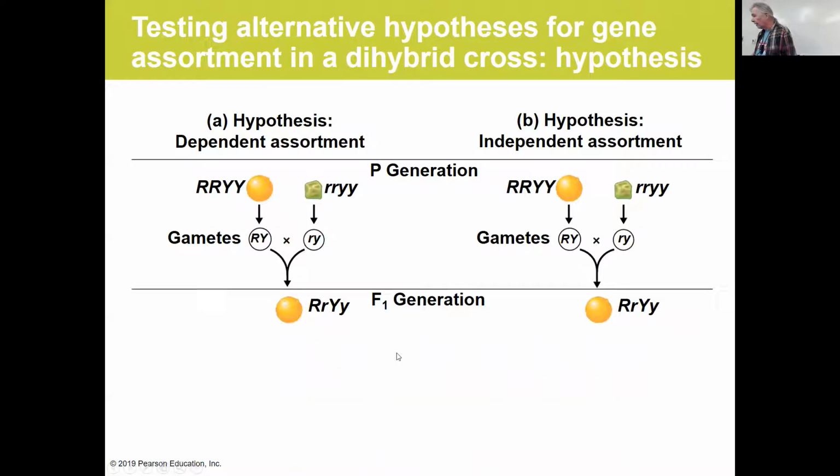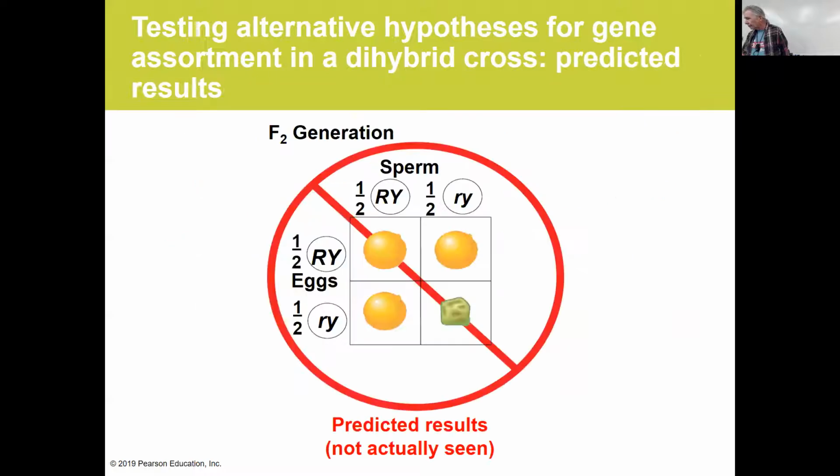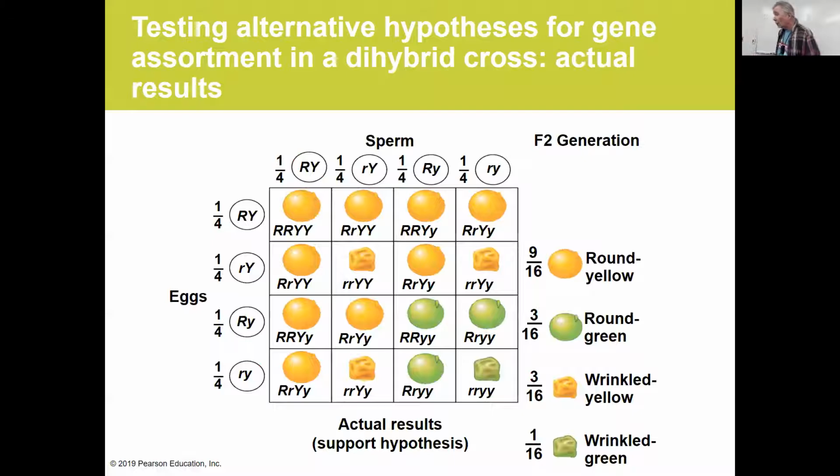So here's the parental cross. That's the predicted result for dependent assortment, and it wasn't seen. What he got was these 4 different phenotypes rather than just 2. So he concluded that these 2 characters were independently assorted, right?